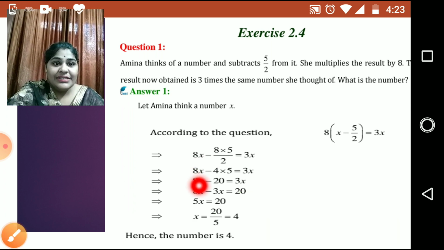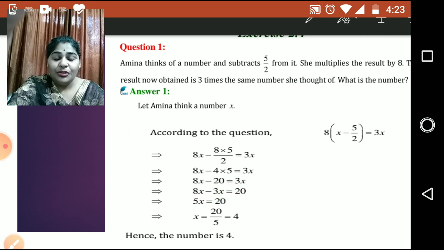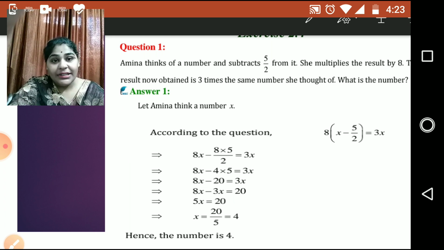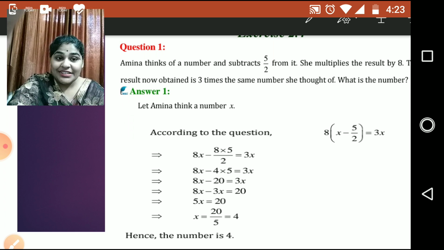Now here you can see it is 8x minus 3x is equal to 20. Now 20 is shifted to the right hand side. Negative 20 becomes positive 20. So 8 minus 3 is 5x. 5x equals 20.